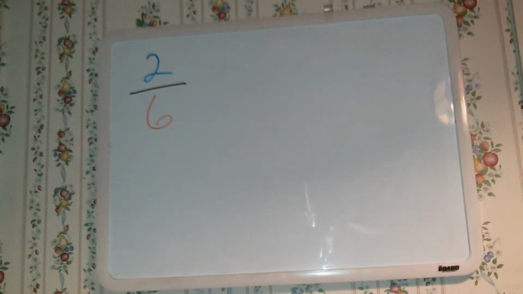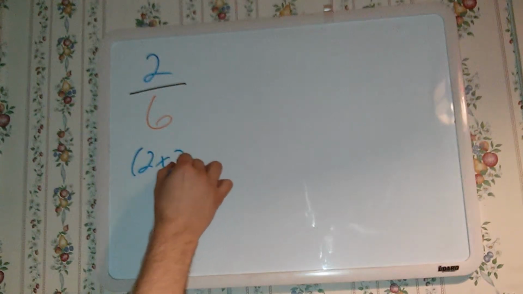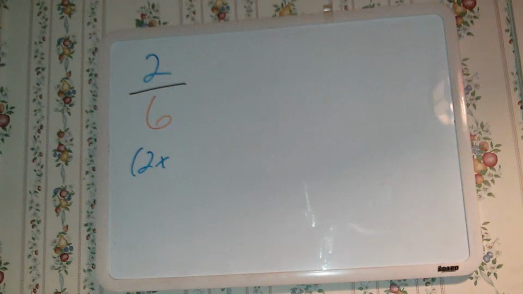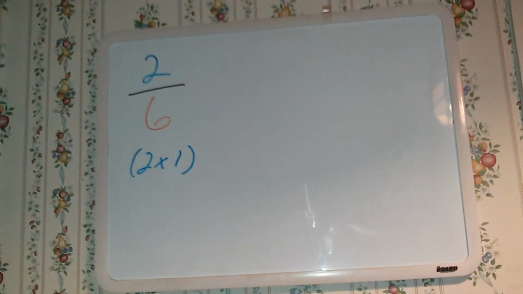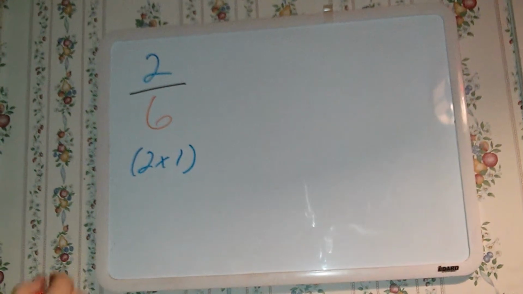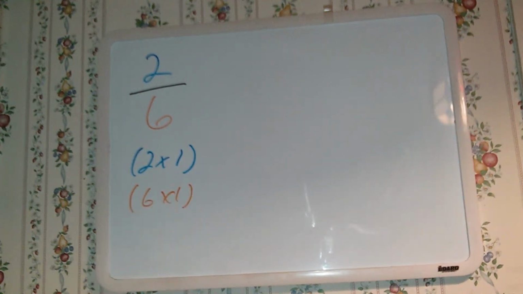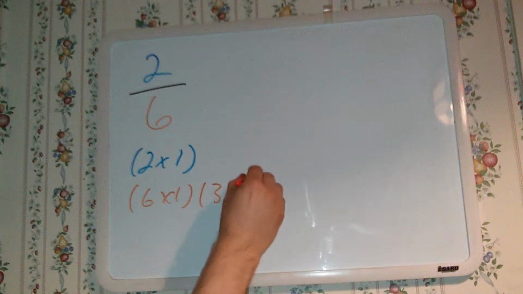And 2 is pretty simple. You can multiply 2 times 1. And that's about the only way to get 2. 6 is a little more complicated because you can multiply 6 times 1. Always start out with anything times 1 is itself, so you know that's always going to be a factor. But you can also multiply 3 times 2.